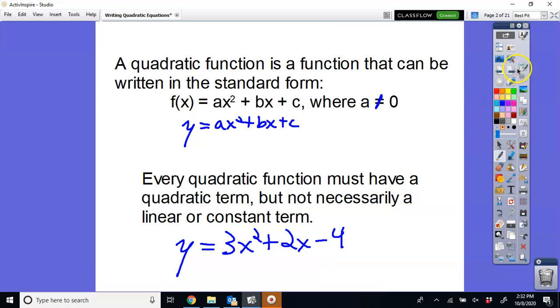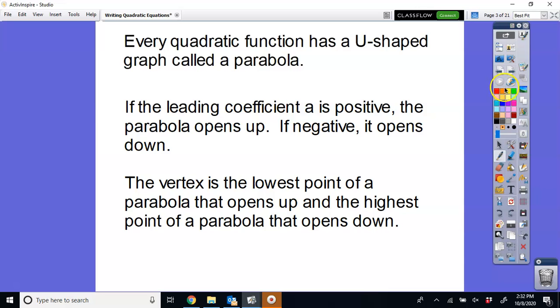So I do want to mention a few things about the graphs of quadratics. I know that this lesson is not about graphing, but it's kind of hard to separate writing a quadratic equation from the graph, mainly because the quadratic equation has a very specific type of graph. Some of you may have heard of this word before, but every quadratic function has a U-shaped graph called a parabola. And I know that looks like parabola, but a parabola is the name of that graph. You may have heard somebody even say the word parabolic in shape.